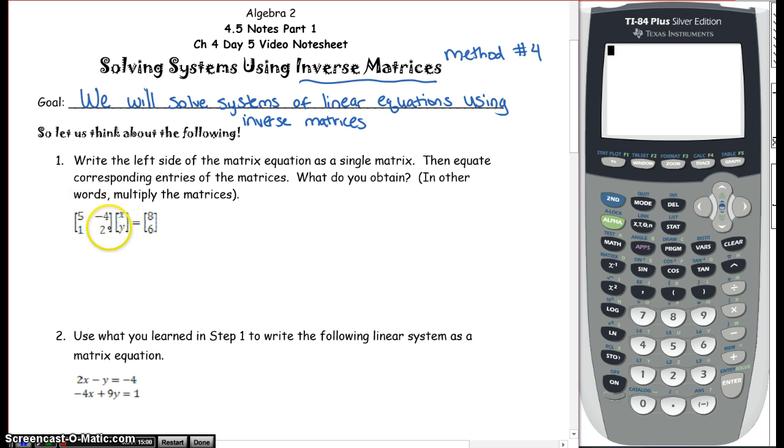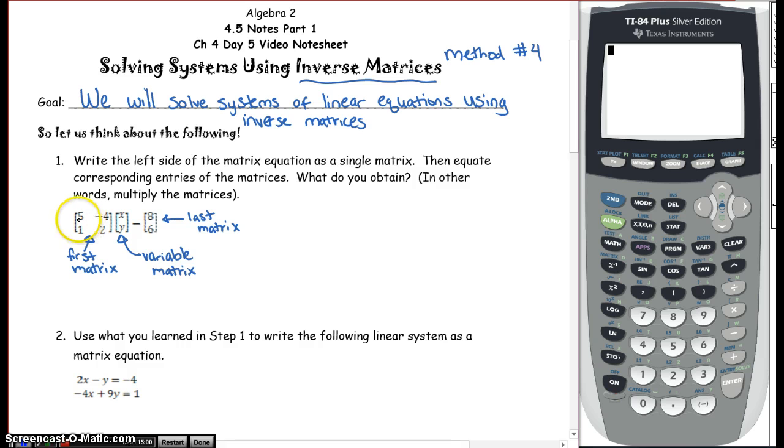We have a matrix, then we have a variable matrix. So this right here is the first matrix that we have. And then we have our variable matrix. And then these are the end results. This is our last matrix. And what we're going to do is use these matrices to come up with the linear system.